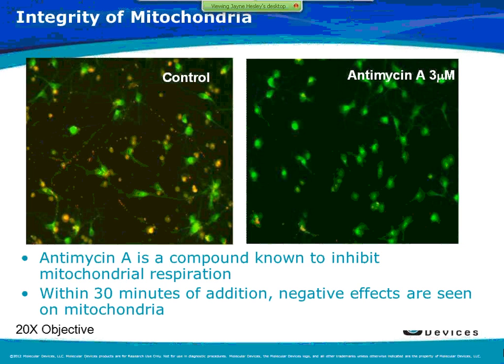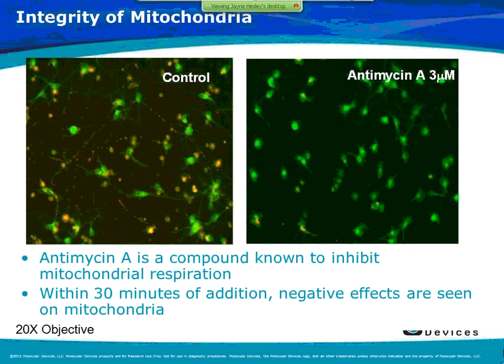This shows an example of the cellular dynamics in neurons, on the left-hand side, with healthy mitochondria in an untreated control. And I hope you can see the puncta mitochondria in the neurites. And then on the right-hand side, with a high dose of antimycin A, which is a compound that's known to inhibit mitochondrial respiration, you have very few mitochondria being shown in the orange, and you have a lot of green unhealthy cells. The effects of this are visible within about 30 minutes.